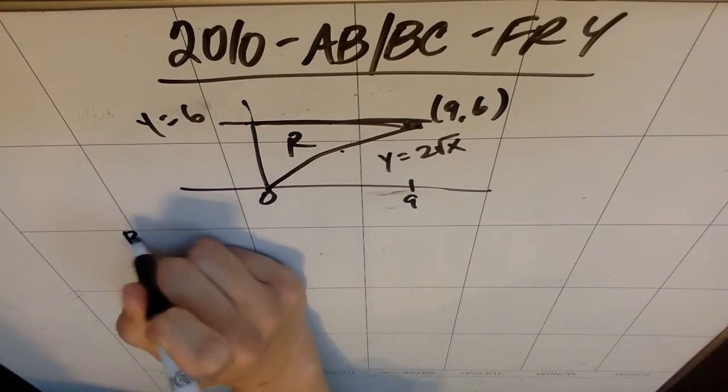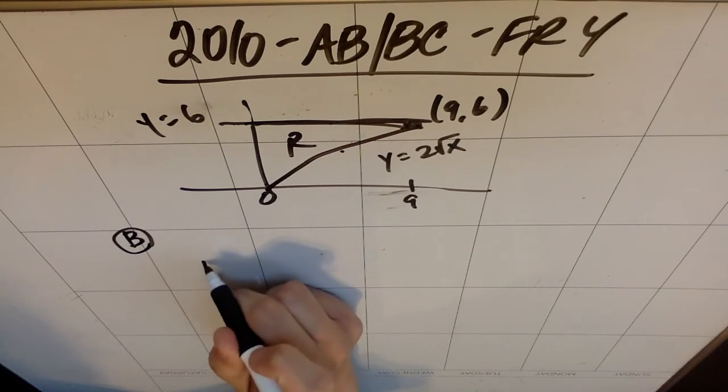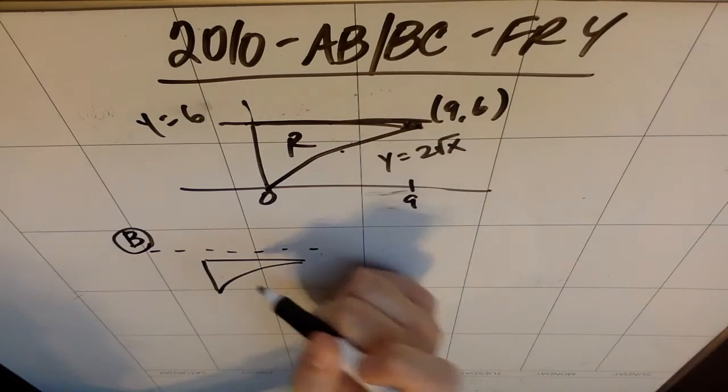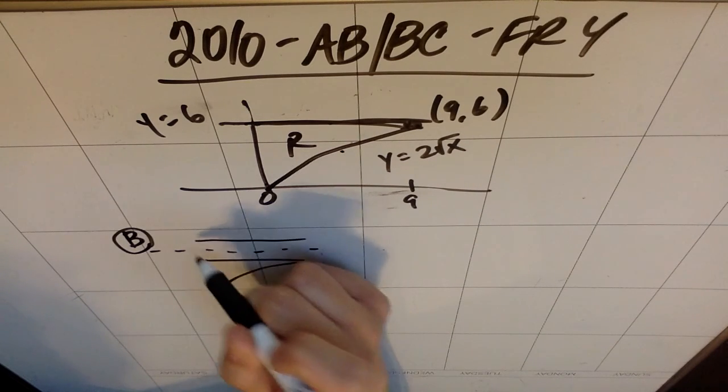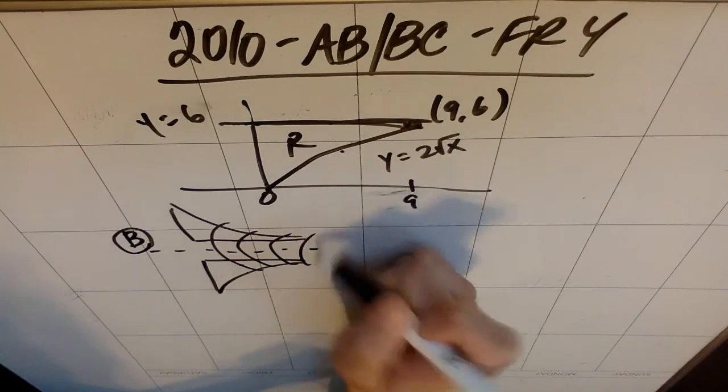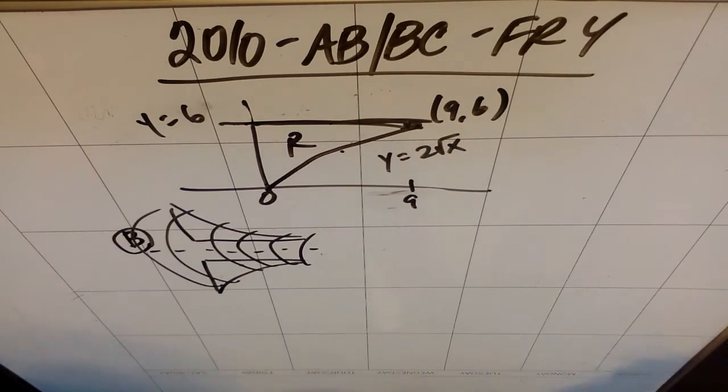So when we go to do B, I'm going to redraw my graph terribly for a sec. Okay, here's the line y equals 7. What they're saying you're going to do is take this shape and rotate it around. And you're going to end up with something that kind of looks like one of those coffee filters, I guess, or maybe like the end of a trumpet, right?